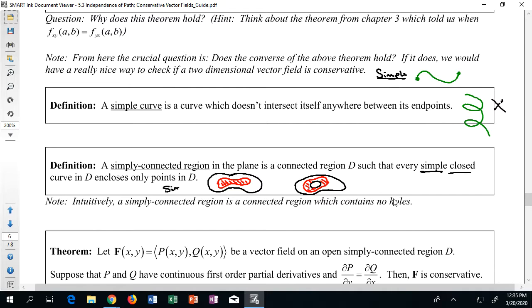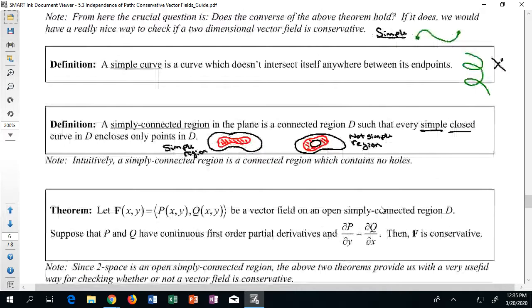So the first example here would be considered a simply connected region, and this other one is not a simply connected region. So simply connected regions are essentially things that don't really have holes in them. Okay, and that's what I have down here. A simply connected region is a connected region which contains no holes. All right.